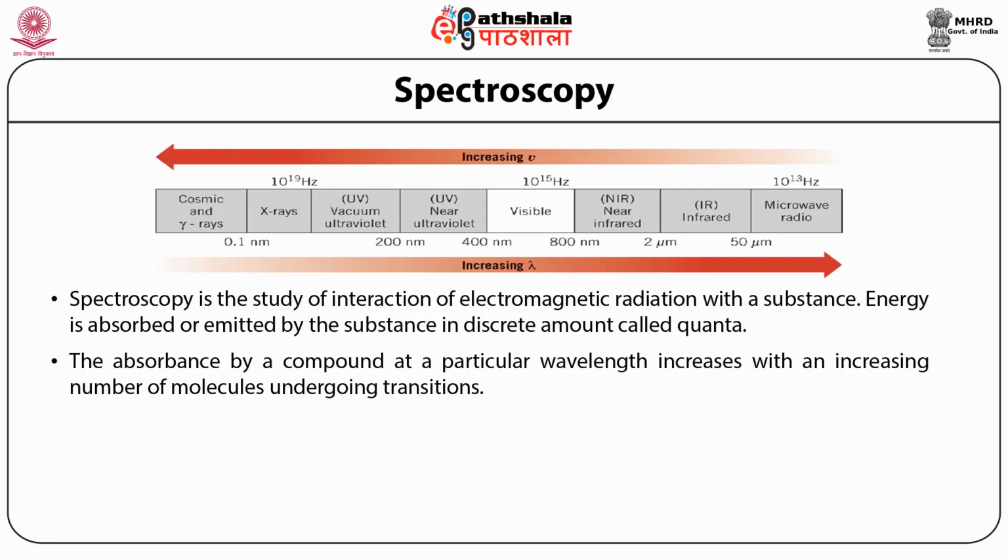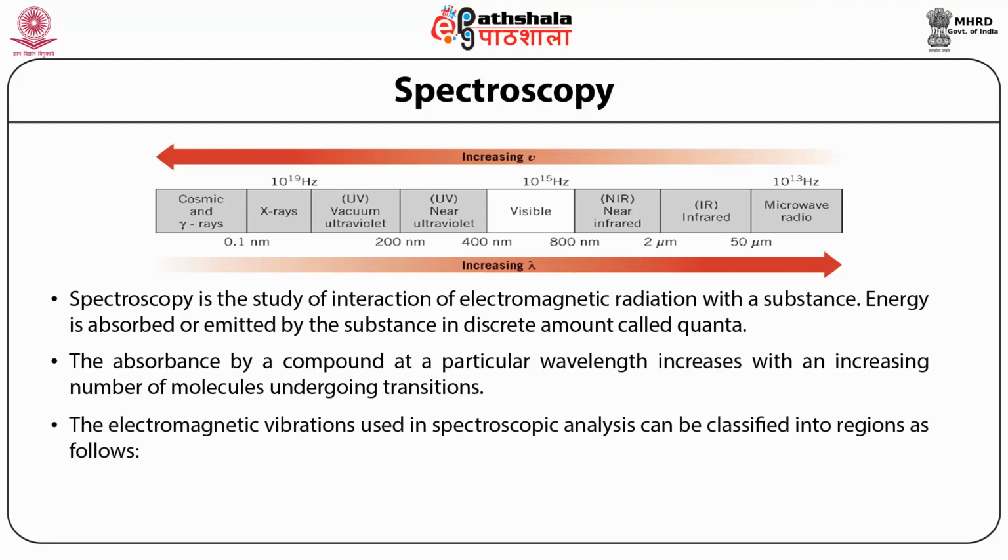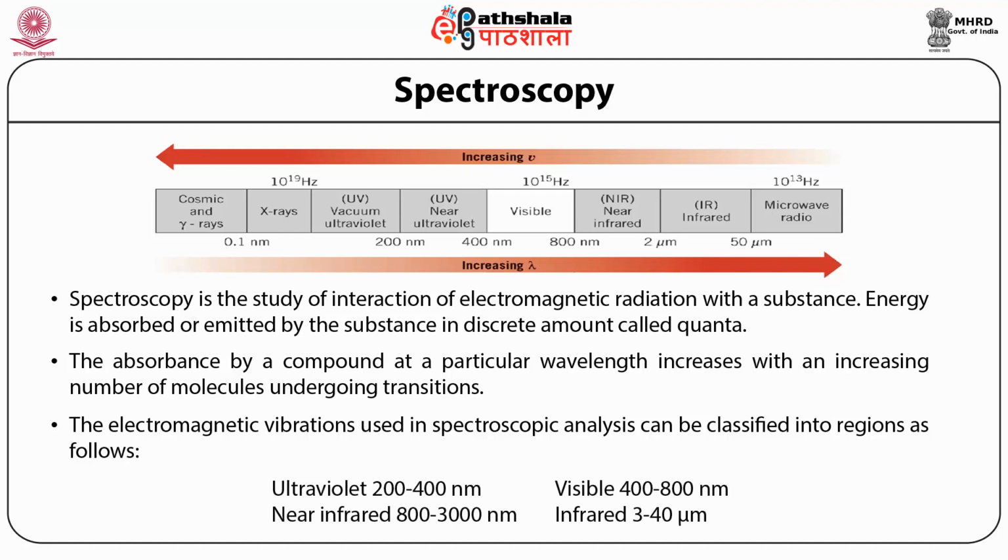Spectroscopic analysis or evaluation can be done for a range of substances, including these natural herbal medicinal products. The electromagnetic regions used in spectroscopic analysis can be classified into the regions as shown below. Ultraviolet region, which starts from 200 and ends at 400 nanometers. Visible region, which stretches from 400 to 800 nanometers. Near infrared stretches from 800 to 3000 nanometers, while infrared stretches from 3 to 40 micrometers.